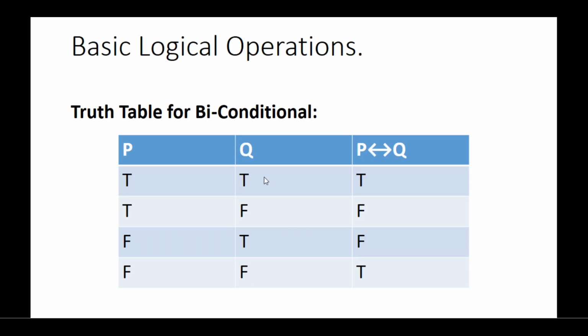In the biconditional statement, whenever P and Q are both true, it is true, and when P and Q are both false, it is true. In the other two cases, it is false. So the biconditional is true only when both are true or both are false, and in other cases it is false. This is called the biconditional compound proposition.